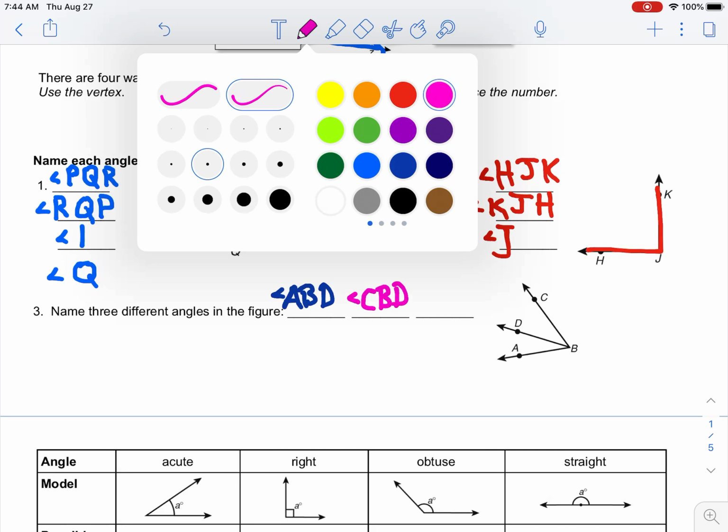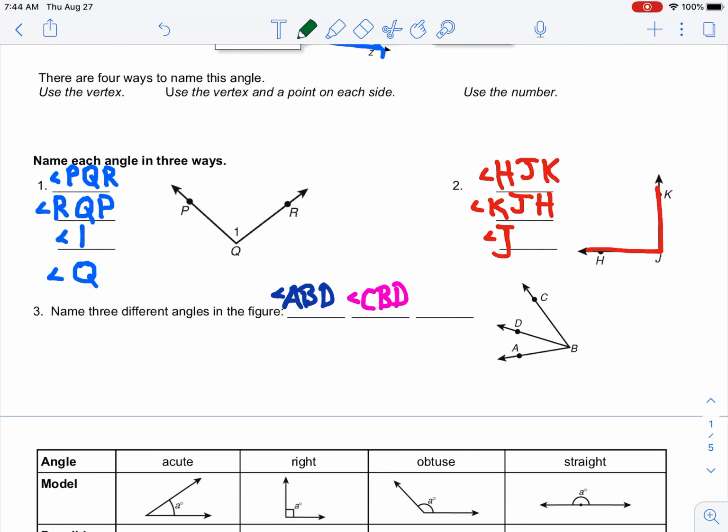Now, they want us to name one other angle in this picture. Well, there's one big angle in this picture, the two of them combined. The letters on this could be ABC or CBA. Again, B has to be in the middle because that's where the angle is taking place. I'm going to call it angle ABC.